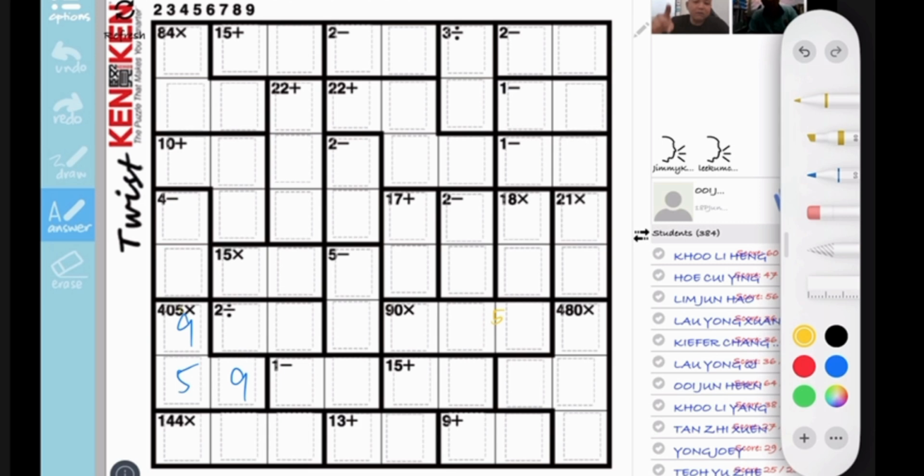And then with a 5 here, we are left with 18, and to get 18, we have 6, 3 or 9, 2, but we have a 9 in the same row, so it must be 6, 3, and 5. And then for the 480 multiple here, there must be a 5 as well, but since we have two 5s in the second and third last rows, there must be a 5 here. Okay, and then for the 15 plus here, we have used the 9 in the same row, so we are left with 8 and 7 only.